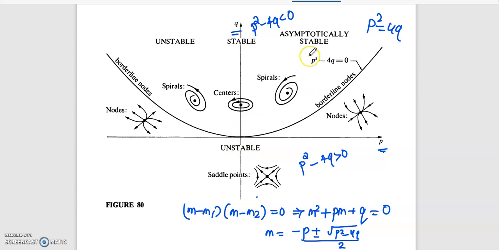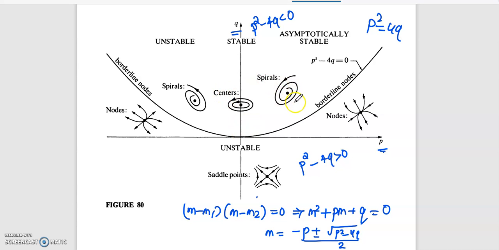When we take p, in the case where the roots are m = ±ib, m1 + m2 will be 0. That is, the value of p will be 0. p = 0 means that it is on the axis. So the center will lie on this axis. As we know, the center is stable. So what we get is a center, and it will be stable. So that is shown here.